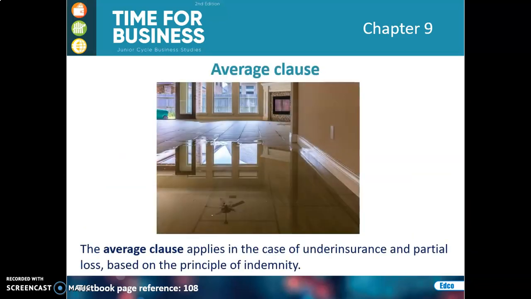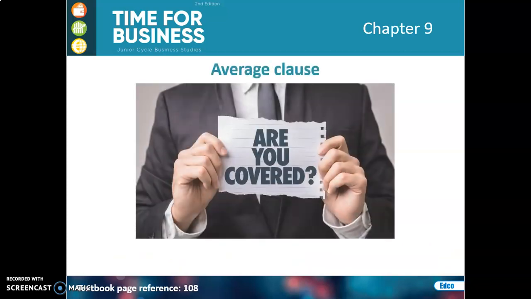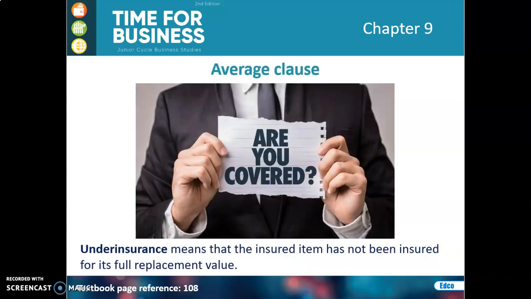Average clause is where if you only have partial or underinsurance, then you will only get partial or half, whatever it might be, of the compensation. So if you only insure your home for half of its value, you will only get half compensation. If you insure it for 2/3 of its value, you'll get 2/3 of compensation. So underinsurance is if it has not been insured for its full value, then the principle of average clause will apply.